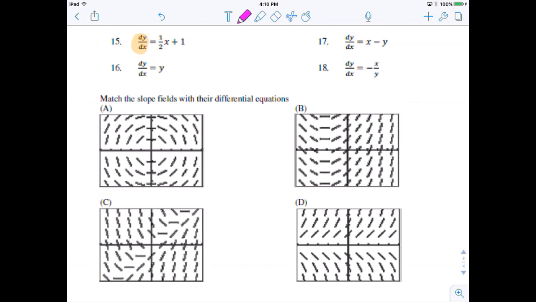So I see that 15 only depends on x, 16 only depends on y. The other two depend on both. So I'm going to start with that. If I could find one that only depends on x, or only depends on y, that would be helpful. So I'm going to start looking at some rows of things. Let's say that I look at this one. If I go across, I see that at every x value it changes, and at every y value it changes. So that's going to depend on both of the variables.